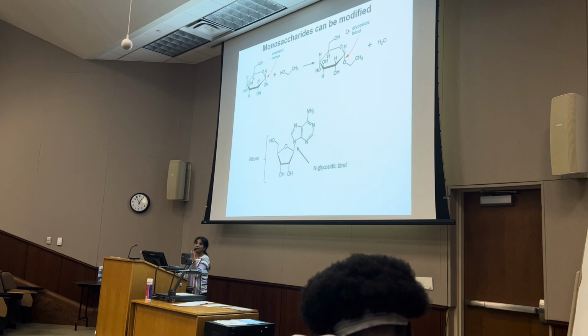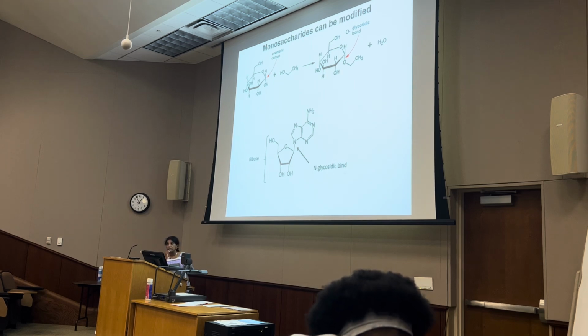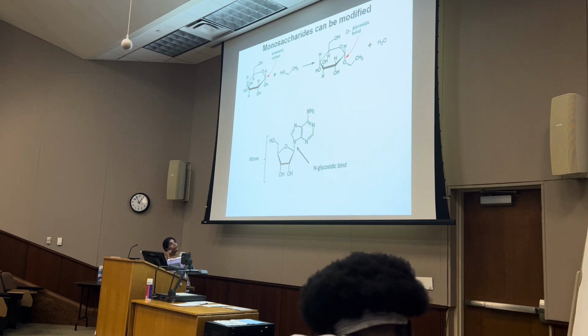Another name is N-glycosidic bond. So with an N-glycosidic bond, there's your ribose. Attached to the ribose is a base. And because the base is attached to a sugar, it's still glycosidic. There's a sugar there, so it's the glyco. And it's attached to the N, nitrogen. So it's an N-glycosidic bond. Okay, so you can have O-glycosidic bonds or N-glycosidic bonds.